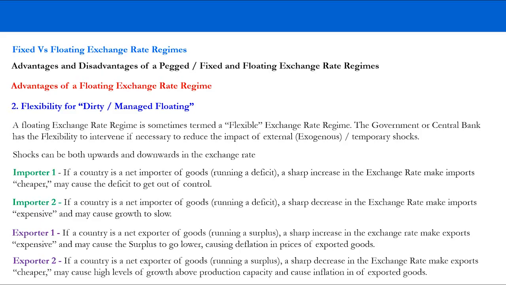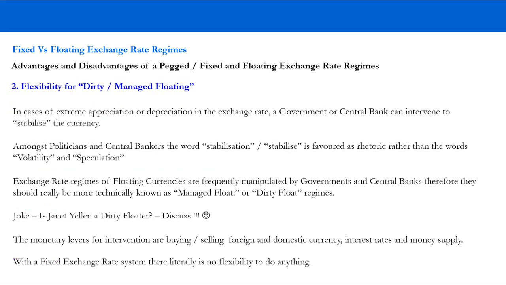But essentially, because these shocks can occur, the flexibility for central authorities, the ability for central authorities to go into the foreign exchange market whenever they want, can be advantageous because they can readjust the currency and they don't have to adhere to a strict and stringent rulebook.